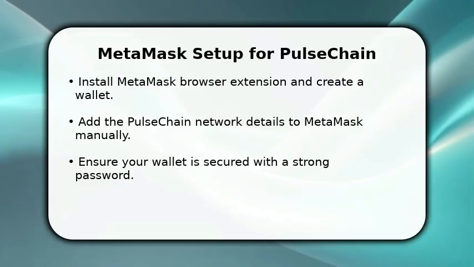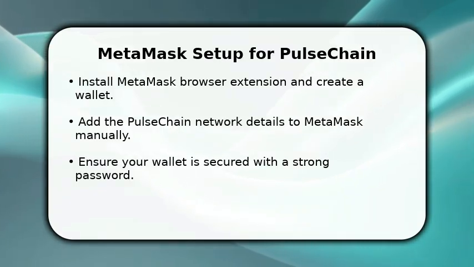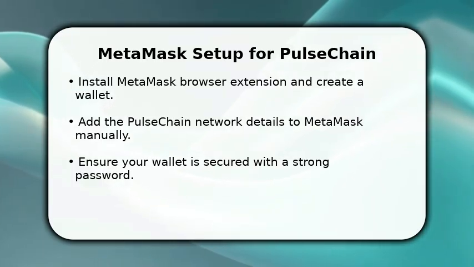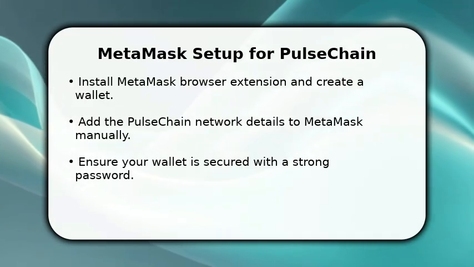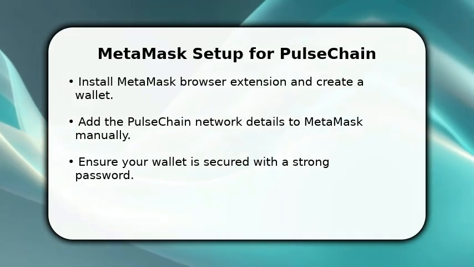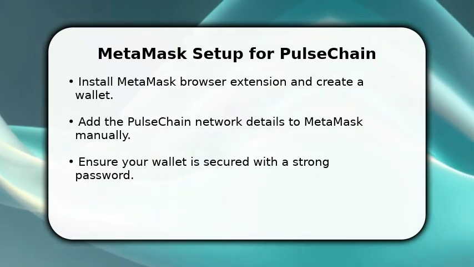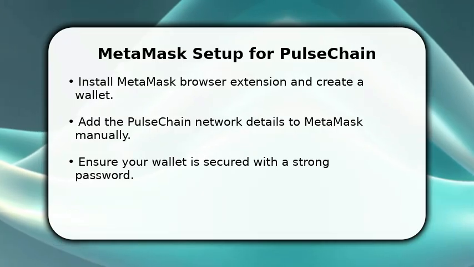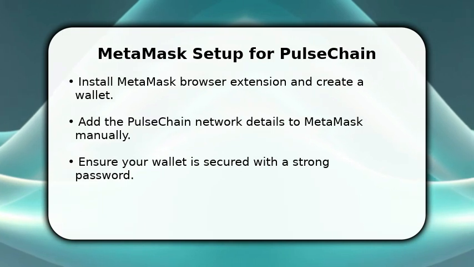In this video, I will explain how to buy Pulsechain using MetaMask. First, you'll need to set up your MetaMask wallet. Install the browser extension and create a new wallet or import an existing one. Then, add the Pulsechain network to MetaMask by entering the correct network details. This crucial first step connects your wallet to the Pulsechain ecosystem, preparing you for the next stages of the process. Always double-check the network information for accuracy.